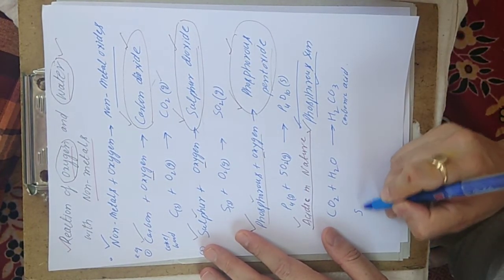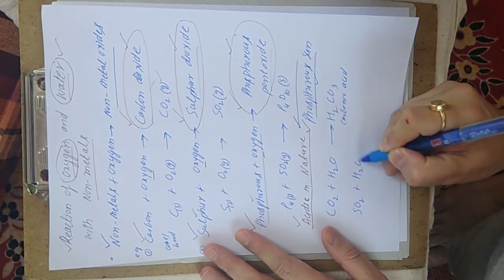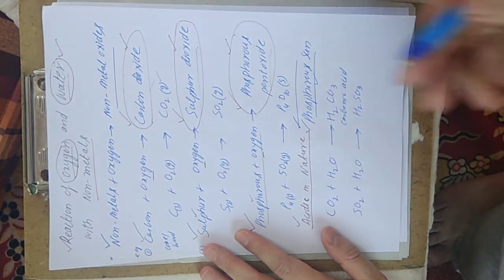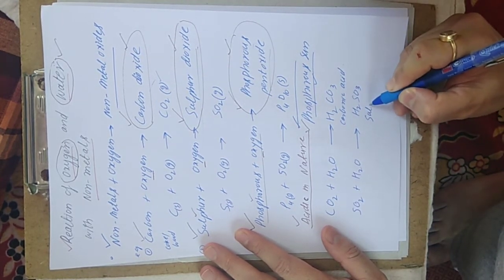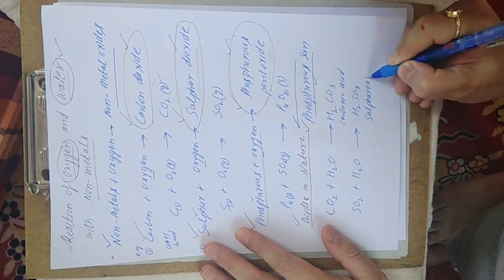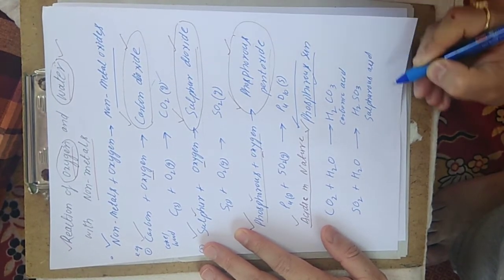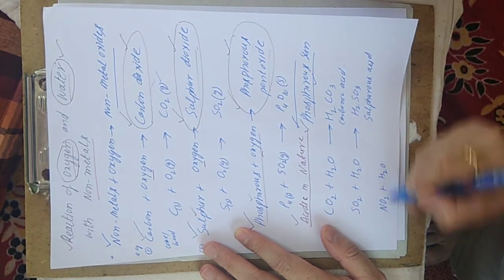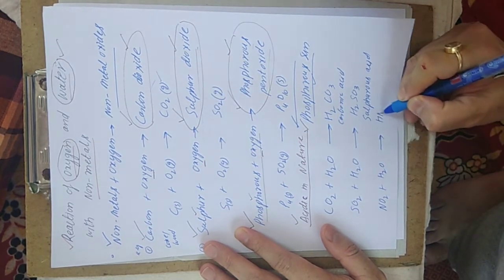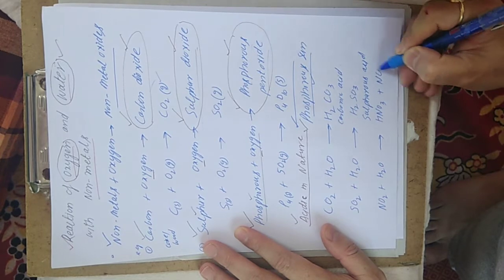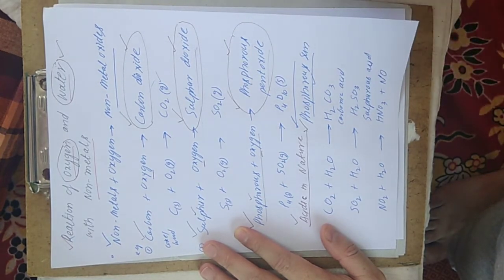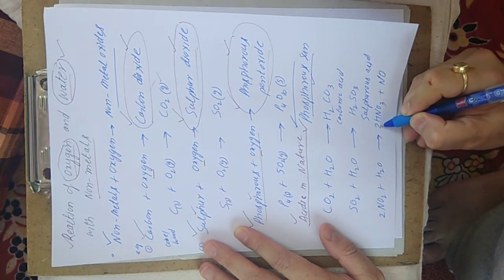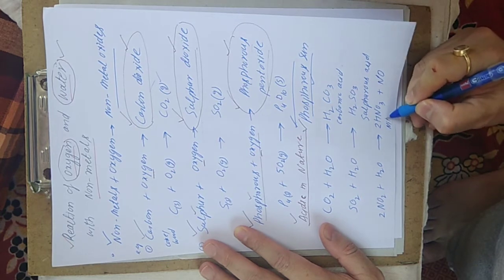And when SO2 reacts with water, it gives H2SO3, which is sulfurous acid. And when nitrogen dioxide NO2 reacts with water, it gives nitric acid HNO3 plus nitrogen monoxide. For balancing purpose, we balance this equation, and this is nitric acid.